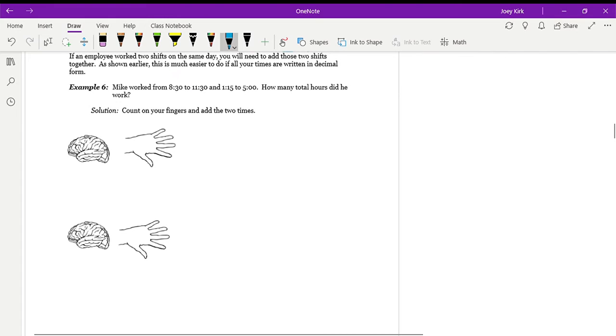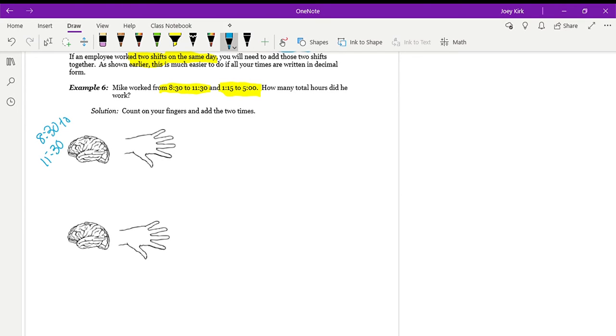Next one. So if an employee is working a split shift, and this does sometimes happen, it kind of sucks, but if you work 2 shifts on the same day, you need to add your 2 shifts together, okay? So we're going to look at 8:30 to 11:30, and then 1:15 to 5. So how many total hours did he work? We'll do the first one from 8:30 to 11:30 first.